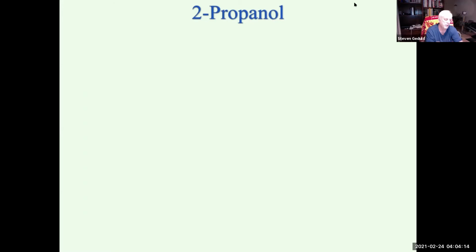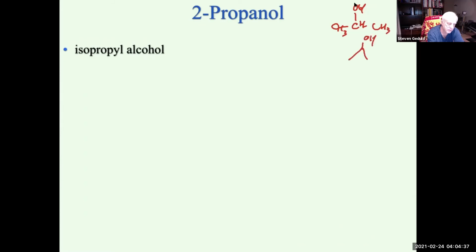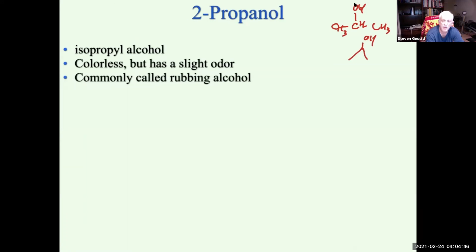All right, 2-propanol. Okay, 2-propanol is isopropyl alcohol. There you go. That's 2-propanol, and there's the line structure. Isopropyl alcohol is colorless, but it has a slight odor. You can smell it when you use it. It's commonly called rubbing alcohol.